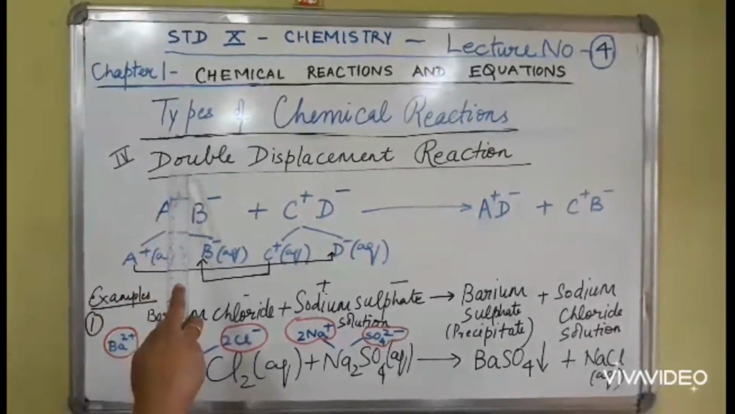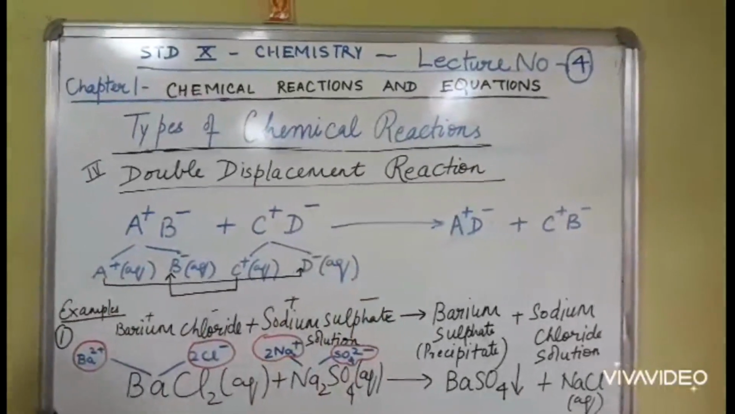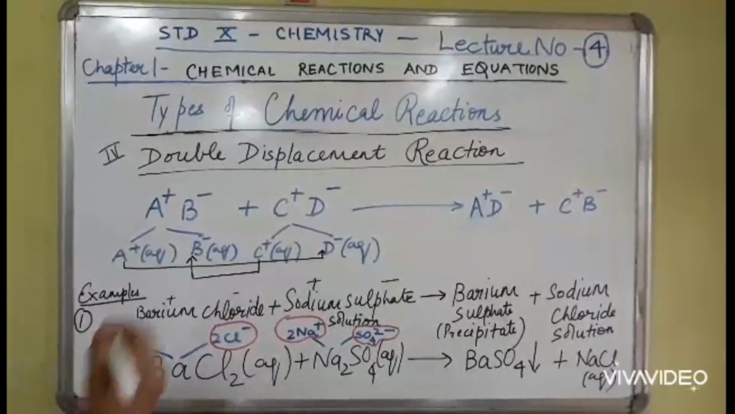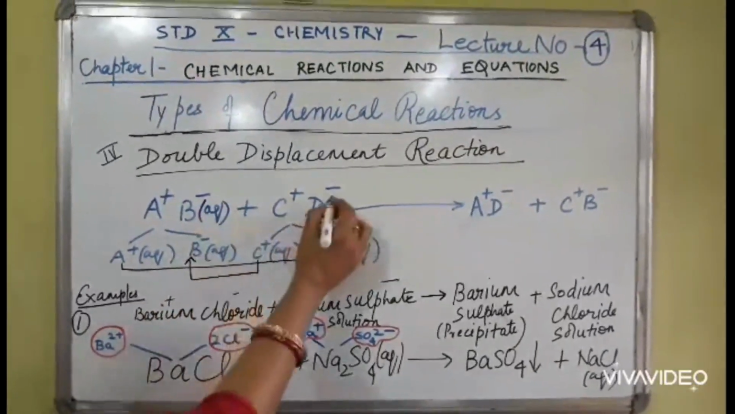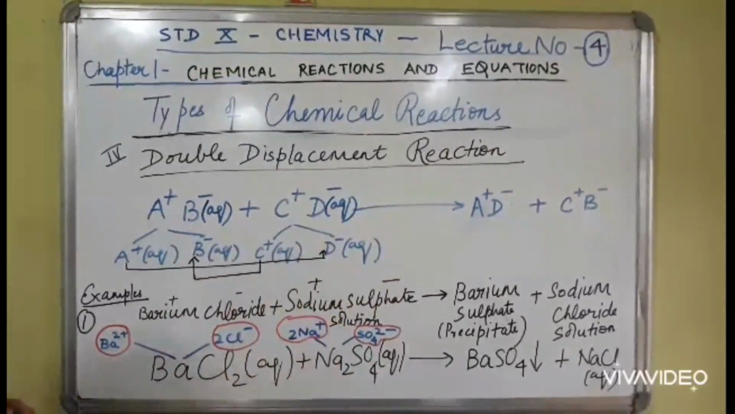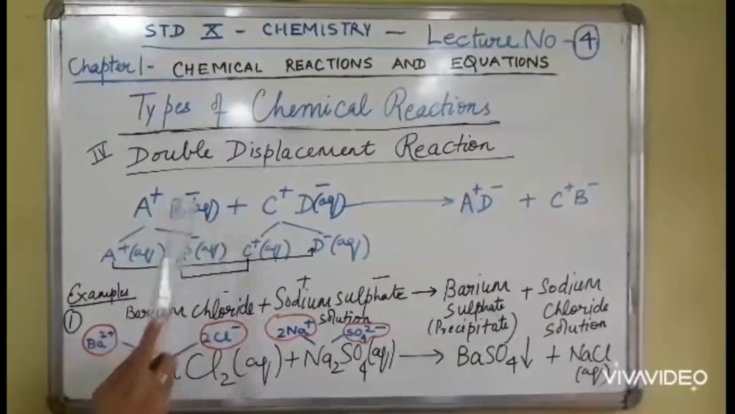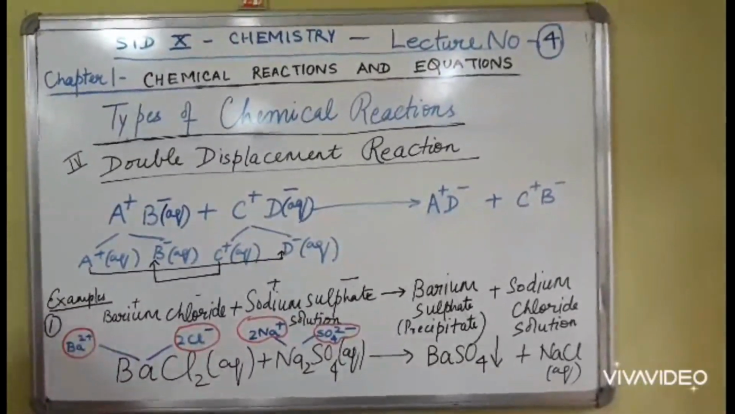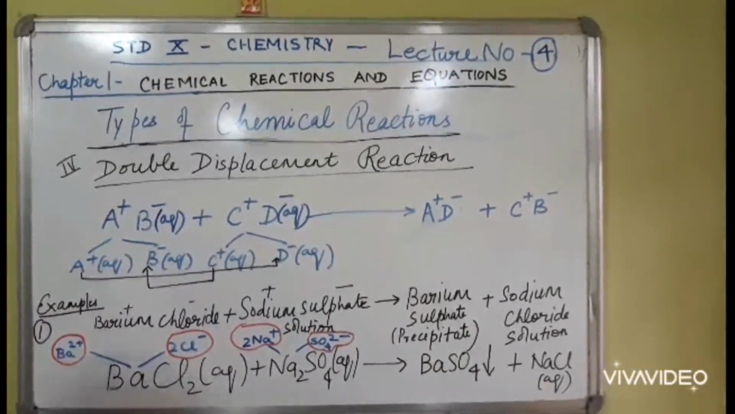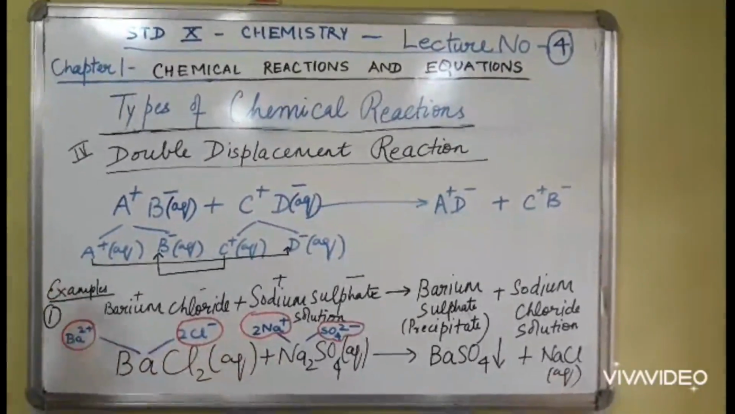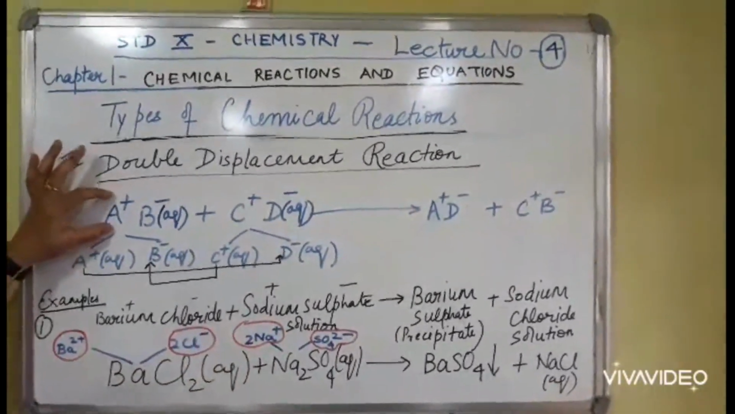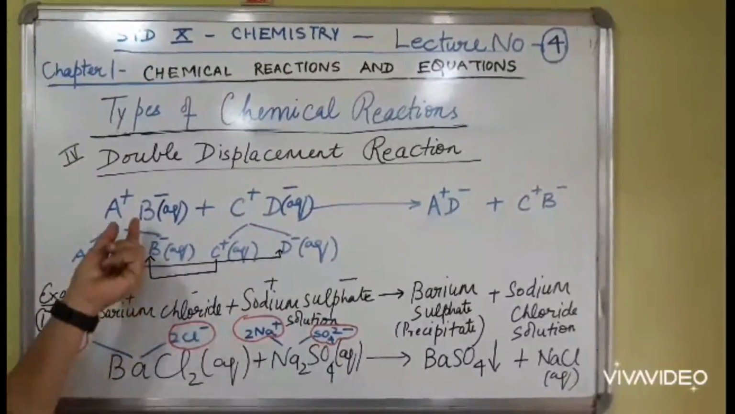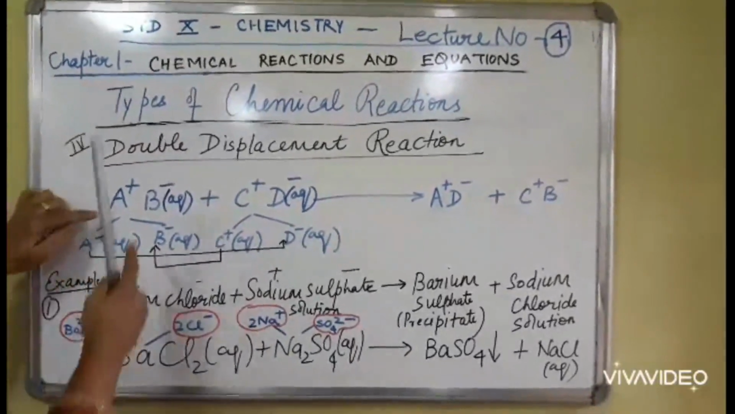The last type of chemical reaction, double displacement reaction. In this reaction, as you can see, two different ionic compounds in aqueous form. You know that in water, an ionic compound produces ions. All ionic compounds will have a positive ion which is balanced by a negative ion. Positive ion is generally written on the left hand side and negative ion on the right hand side. In water, these ions separate out. I have shown the separation.